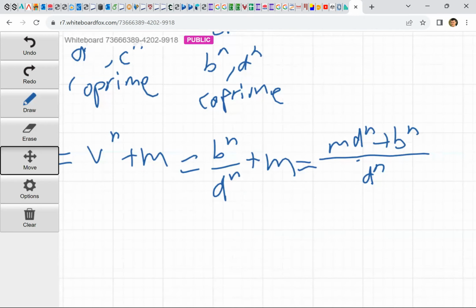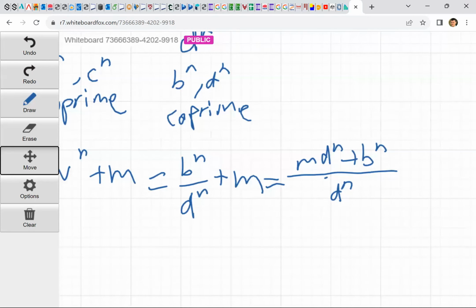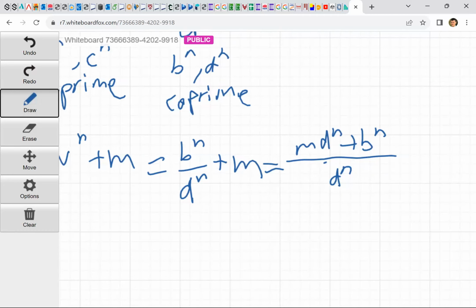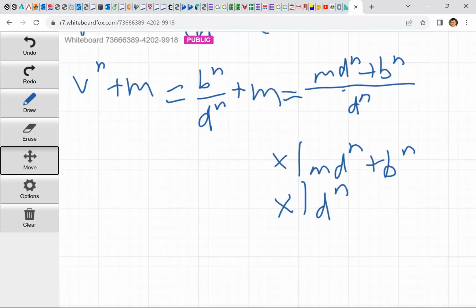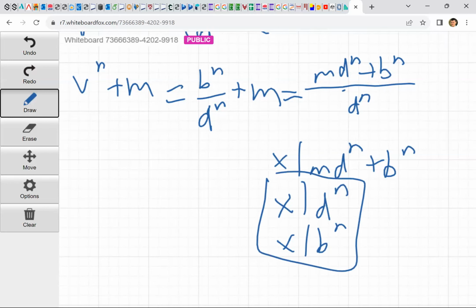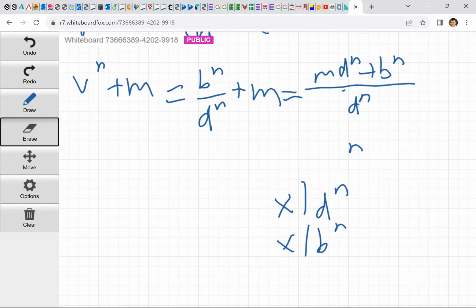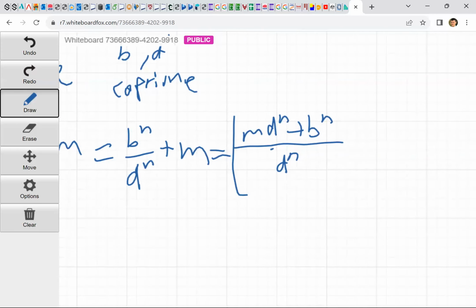Okay, so I think the move to make here is that since B to the n and D to the n are co-prime, then m times D to the n plus B to the n over D to the n, they're also co-prime, because you're kind of adding a multiple. Let's assume for the sake of contradiction that these two aren't co-prime, so they share a common factor. Let that factor be x. X divides m times D to the n plus B to the n, and x divides D to the n. But if you subtract the multiple of D to the n from here, because that's how divisibility works, then x divides B to the n. That's a contradiction, because we assumed these were co-prime. So therefore this fraction is in its most reduced form.